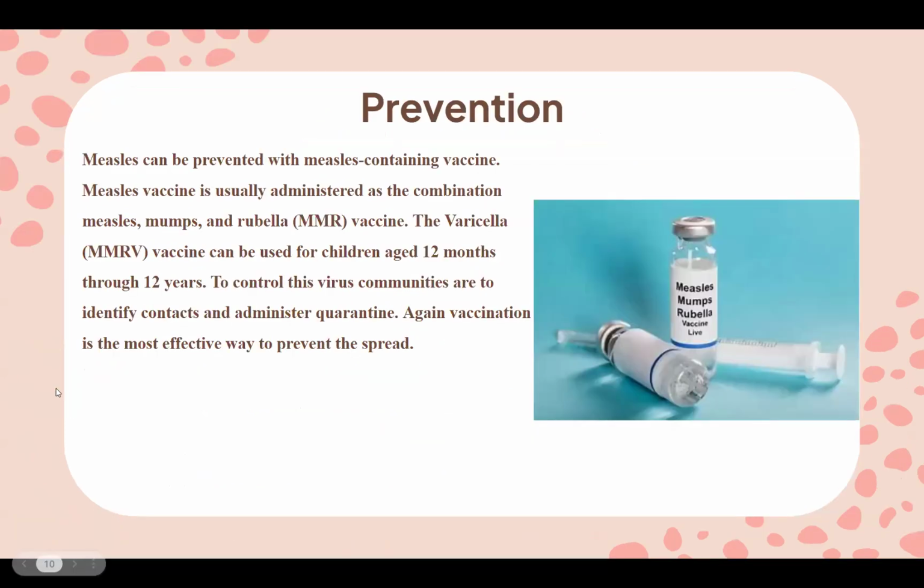Prevention. Measles can be prevented with measles-containing vaccine. Measles vaccine is usually administered as a combination measles, mumps, and rubella (MMR) vaccine. The MMRV vaccine, which includes varicella, can be used for children aged 12 months through 12 years. To control this virus, communities are to identify, contact, and administer quarantine. Again, vaccination is the most effective way to prevent the spread.